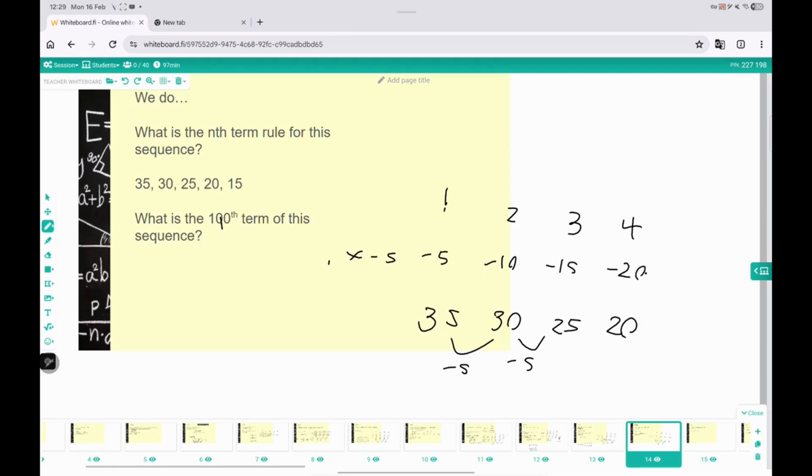Okay, what do we need to add or subtract from -5 to get to 35? I see it straight away, it's 40. But if you don't, do 35 minus -5, and that will give you 40 as well. Okay, so our sequence is times -5 and then add 40, which is -5n plus 40.